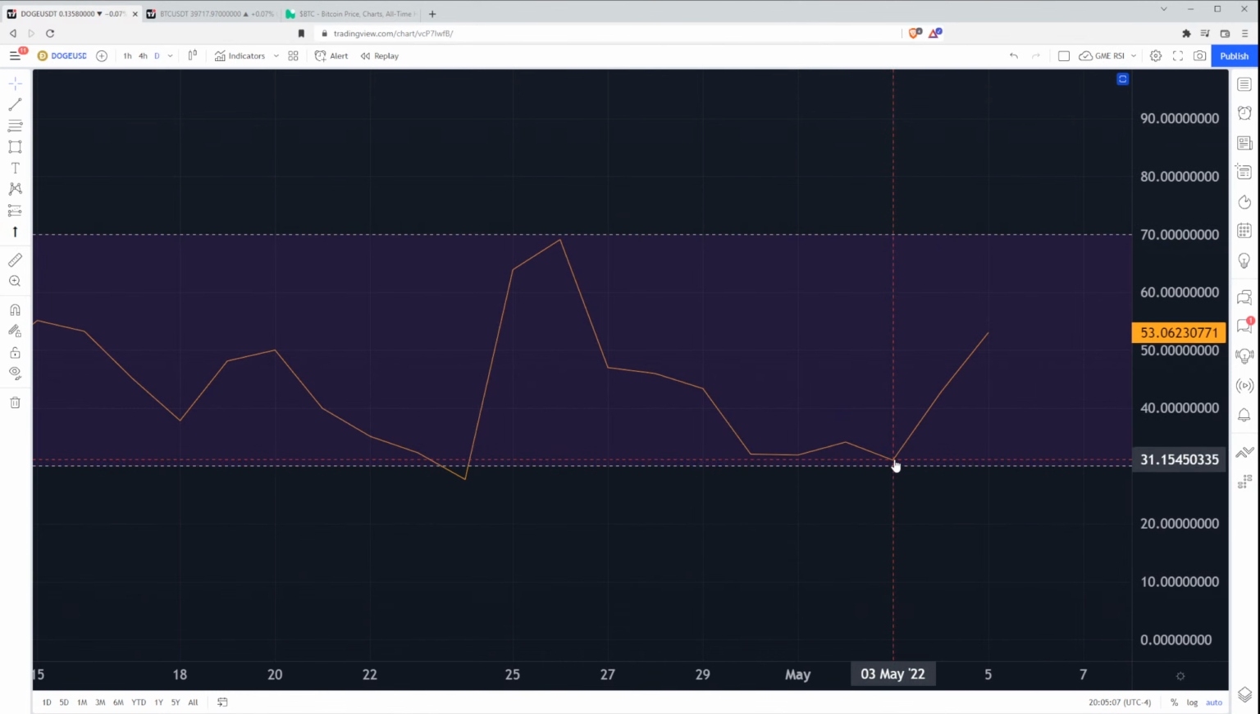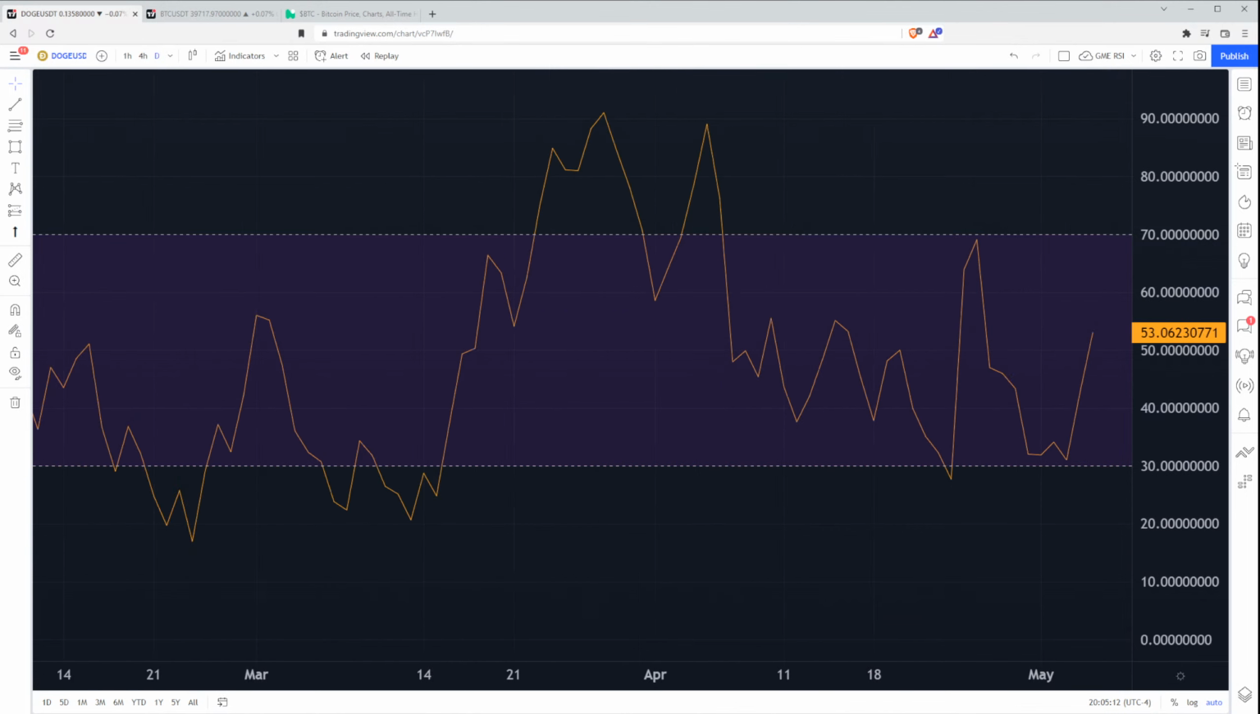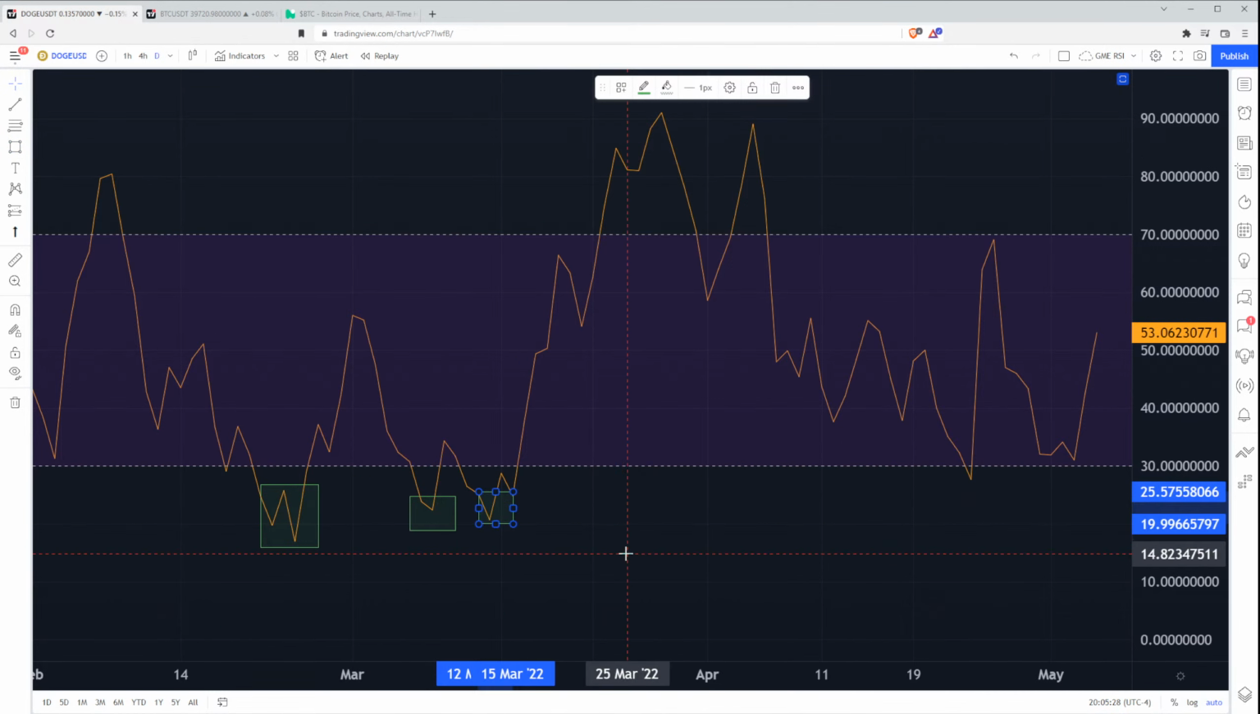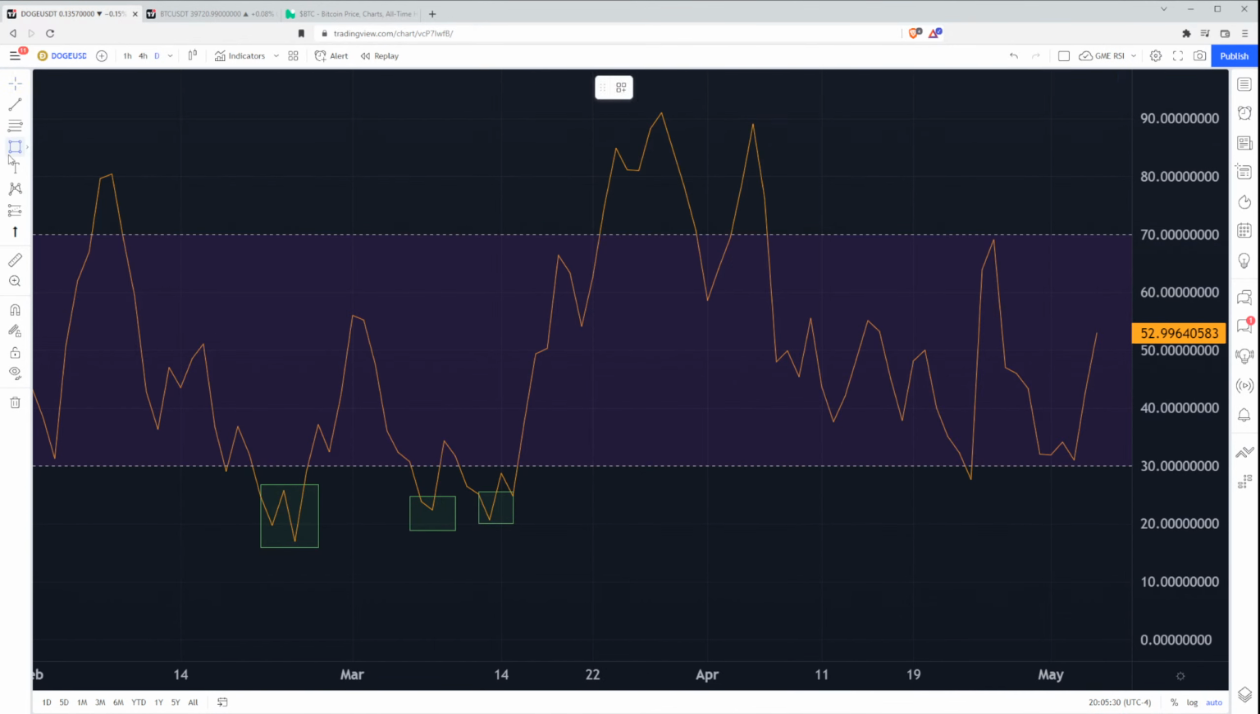Oof. On the daily RSI down here is really good. This is a great buy. If you're not swing trading, you're not day trading all the time, this is a great buy right here. You would buy here. You could possibly accumulate here. You could accumulate more right here. And then some people would probably accumulate here on the RSI and down here.